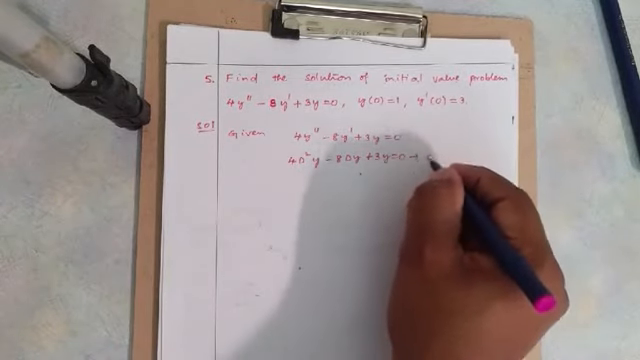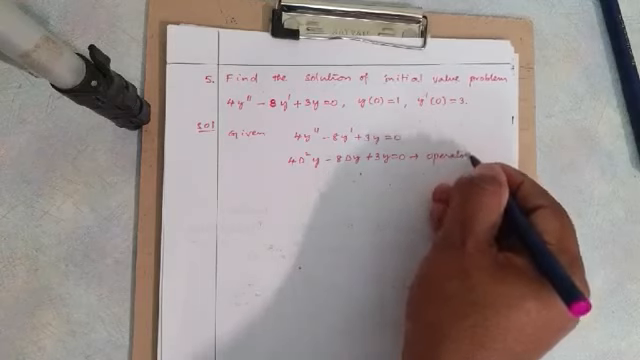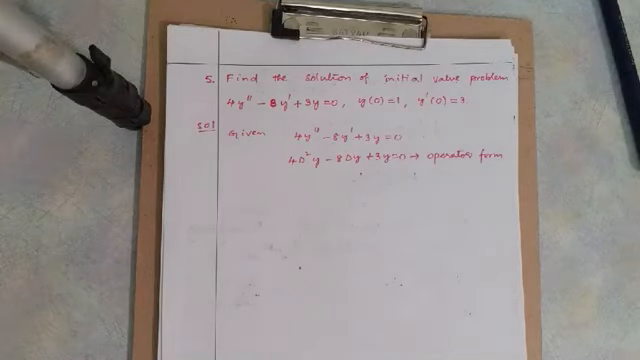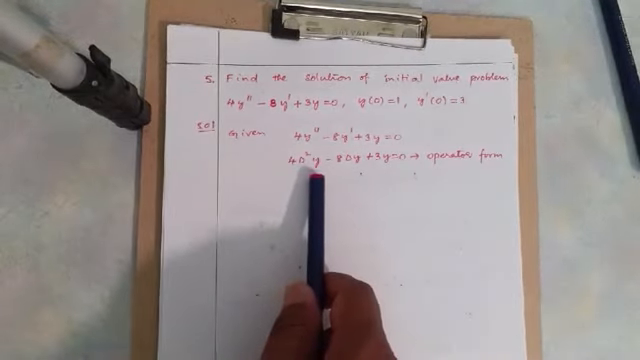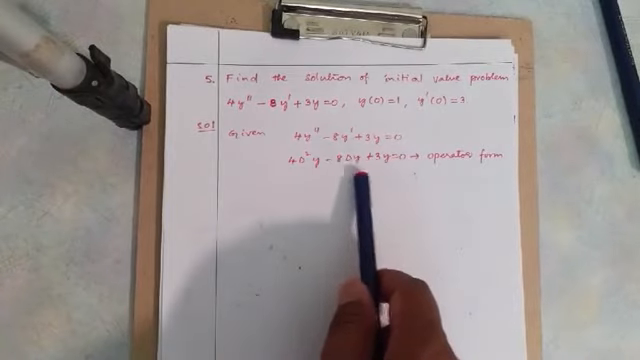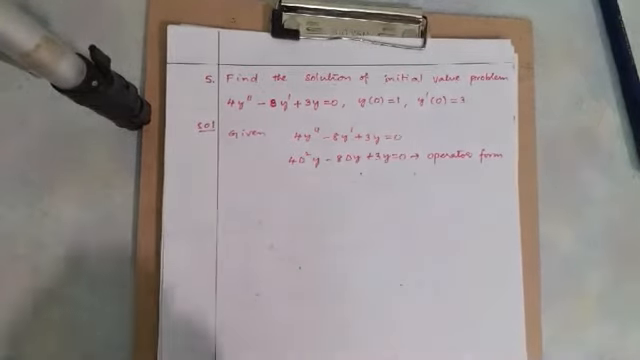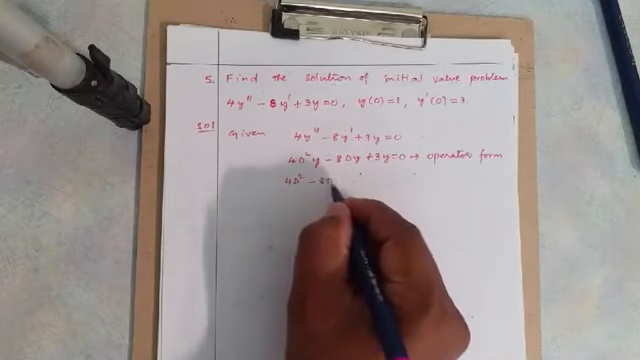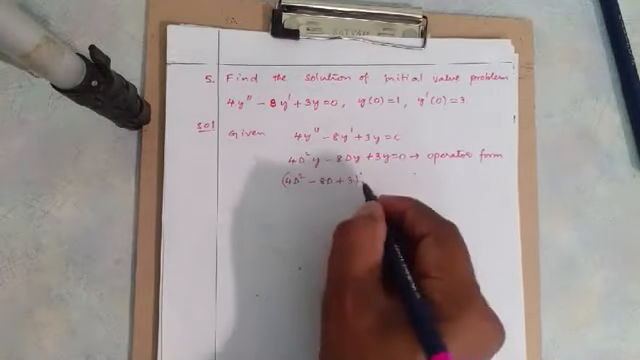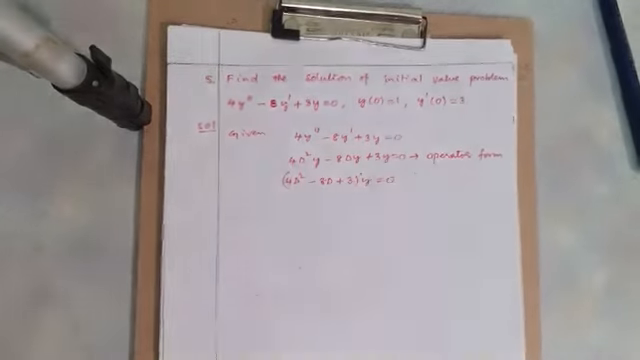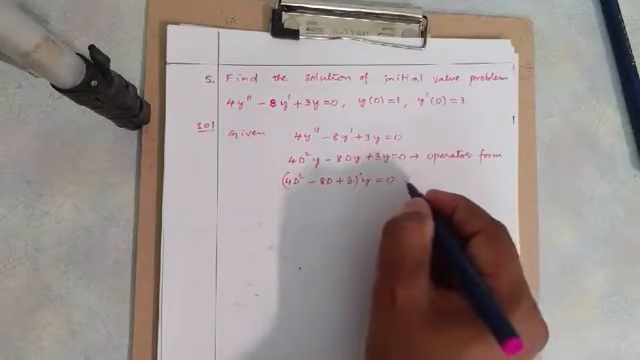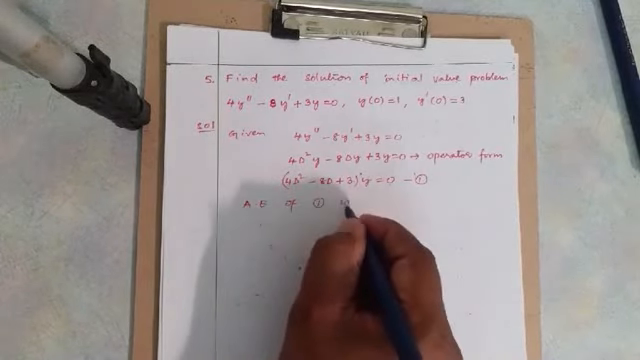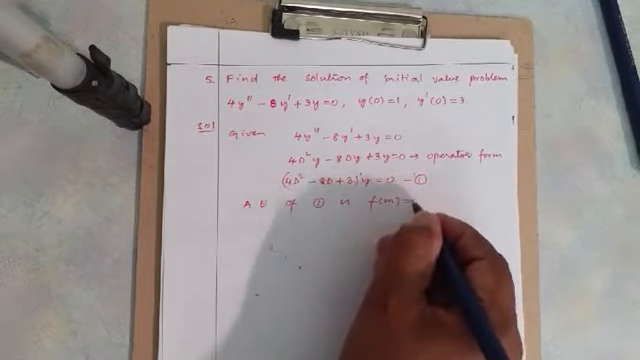This is nothing but operator form. When we started unit 2, I showed you how to write operator form. In the place of y double dash we write d square y, in the place of y dash we write dy, and in the place of y we write y only. After writing that we take y common: 4d square minus 8d plus 3 into y is equal to 0. This is equation 1. Now the auxiliary equation of 1 is f of m is equal to 0.